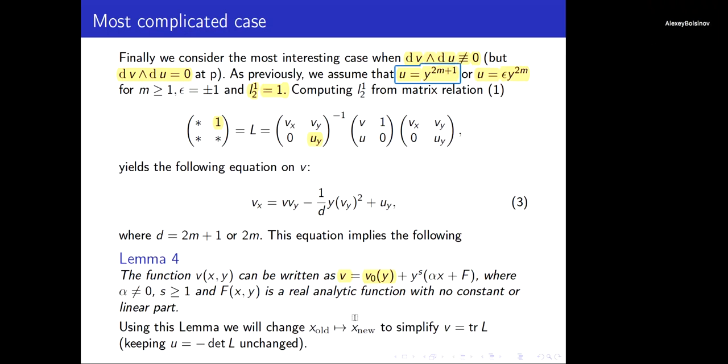And what I will do next is change my x once again. I will lose this property that the coefficient L1,2 equals 1, but I will essentially simplify the expression for V. So again, I analyze the behavior of my function, trying to simplify this function by an appropriate change of variables.